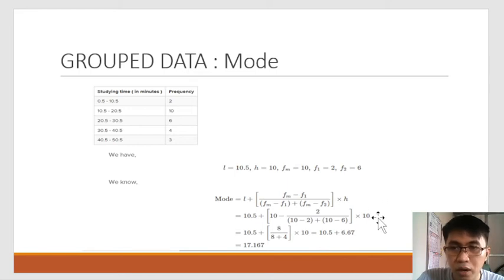So, ito pong width o yung H po is 10 is because pagbilang po tayo 10.5, 11.5, 12.5, 13.5 hanggang 20.5, that would be 10 yung width po. Yung width o yung size ng interval.